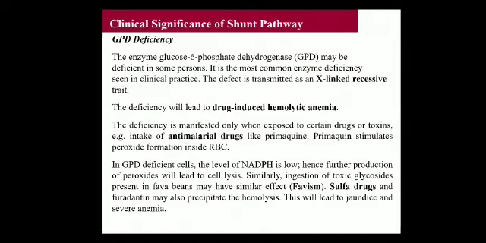Similarly, ingestion of toxic glycosides present in fava beans will also lead to a condition called favism. And some drugs like sulfa drugs and nitrofurantoin may also cause hemolysis, so this will lead to jaundice and anemia. When there is hemolysis, there will be hemolytic anemia. When RBCs are lysed, it might lead to anemia also.